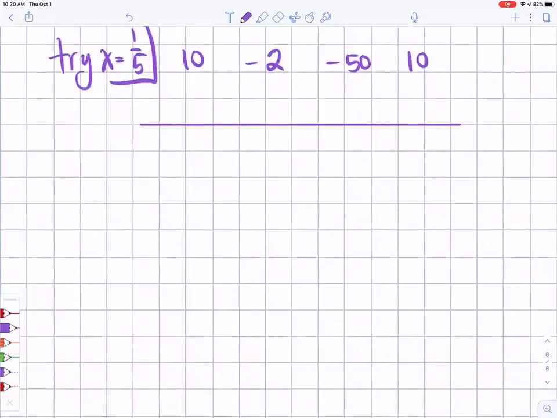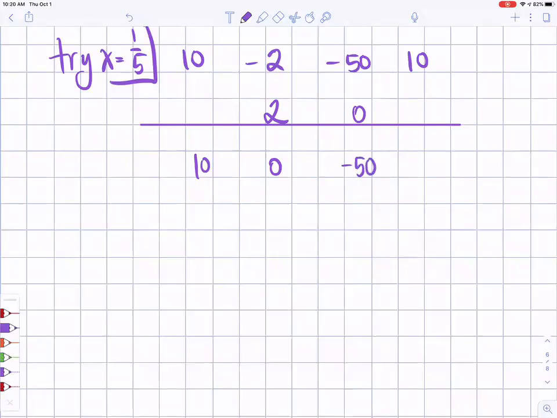Okay, so let's pull our 10 down. Well, guys, don't get crazy about 1/5. That's just divided by 5. Okay, so what's 10 divided by 5? 2. Add. Ooh, what's 0 divided by 5? 0. Add.